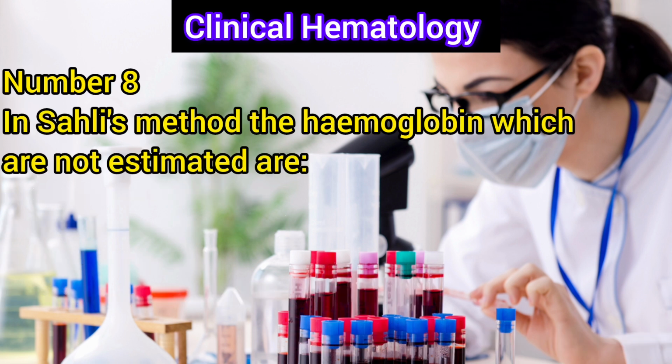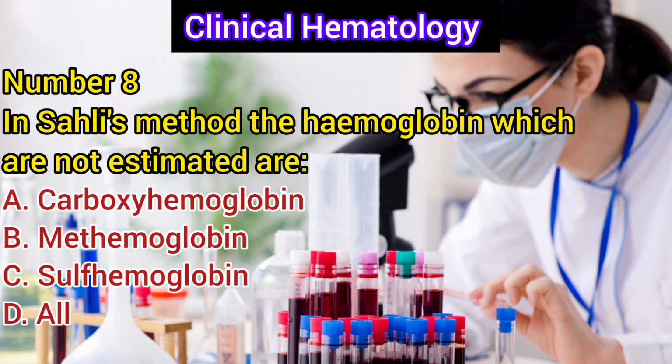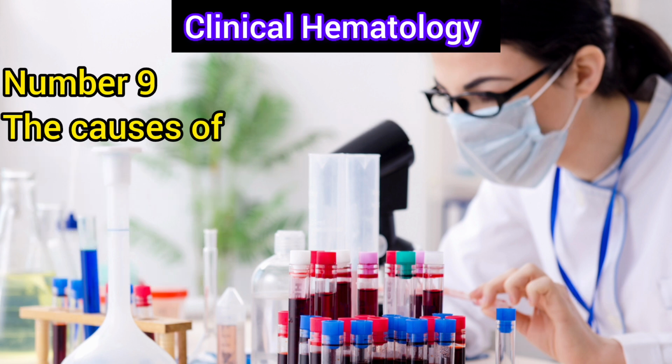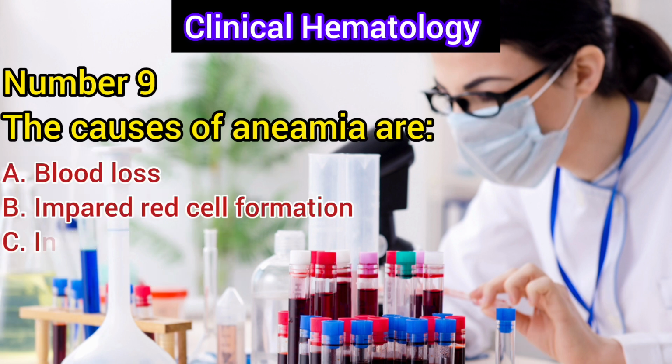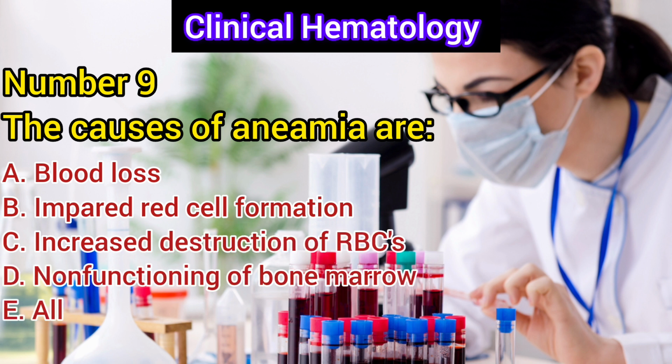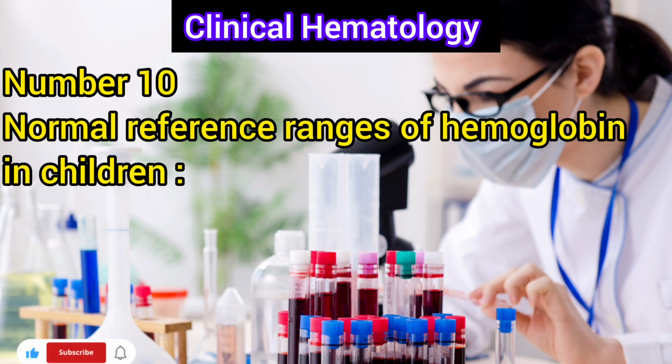Number 8. In Sahli's method, the hemoglobins which are not estimated are A. Carboxyhemoglobin. B. Methemoglobin. C. Sulfhemoglobin. D. All. Answer: All. Number 9. The causes of anemia are A. Blood loss. B. Impaired red cell formation. C. Increased destruction of RBCs. D. Non-functioning of bone marrow. E. All. Answer: All.